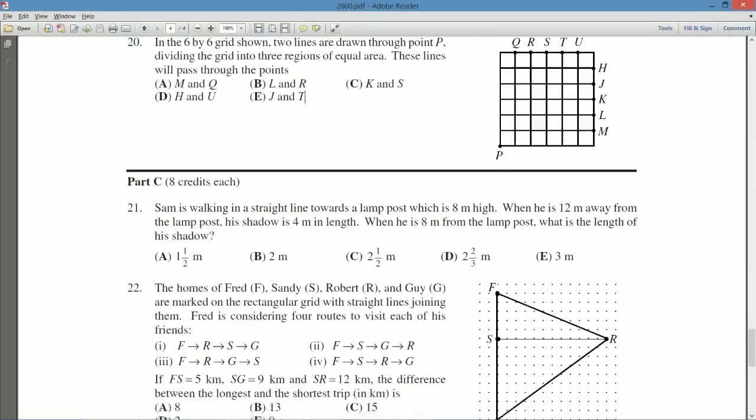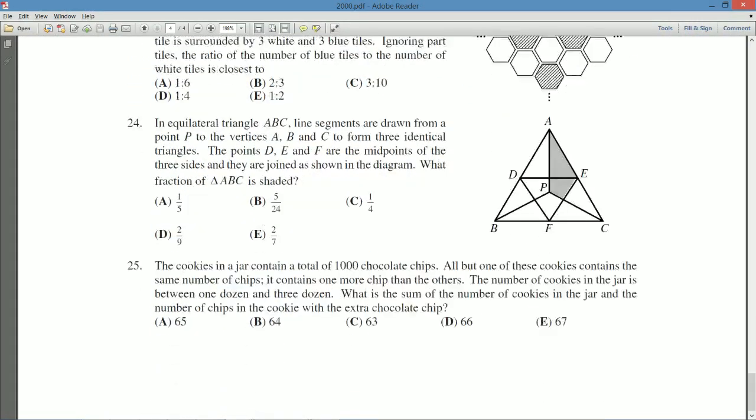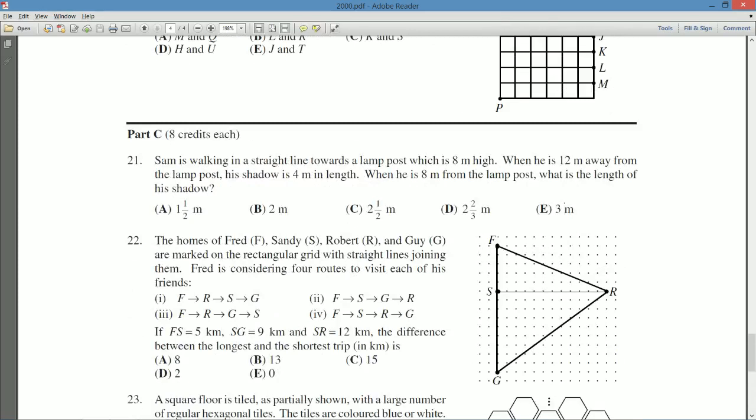And that does it for the grade 8 Gauss part B. We're on to question 21 in part C. So these are the difficult questions. These are the ones that separate the men from the boys, as the old saying goes. We'll take a look at question 21 in the very next video.